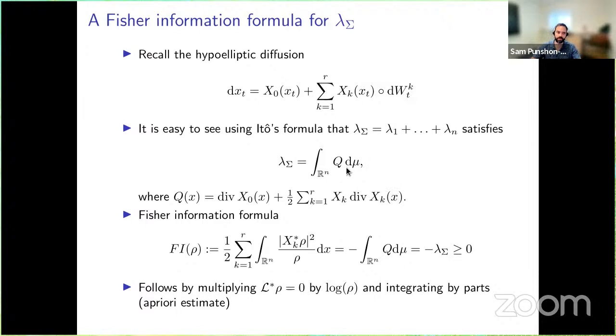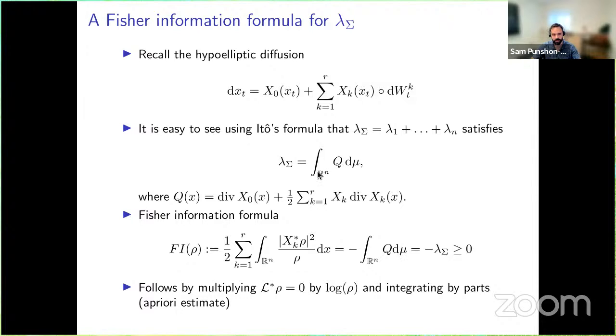And one of the interesting things that you can realize about this is that this quantity, this integral, if you use the fact that this measure actually solves this hypoelliptic PDE, you can relate this integral directly just by sort of an integration by parts to this Fisher information. Okay, so this integral of X_k star, being the adjoint, rho here is equal to this integral of Q. All right, it's a fairly simple calculation. You just take this PDE L star rho and multiply it by log rho, and then integrate by parts a couple times, and you get this identity.